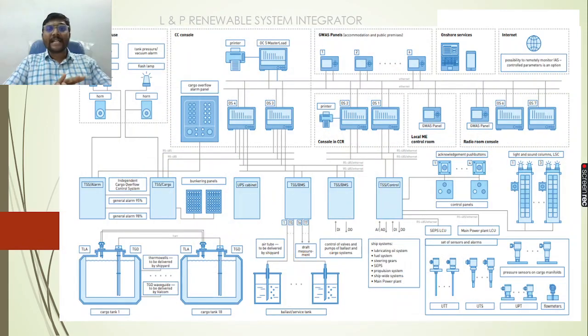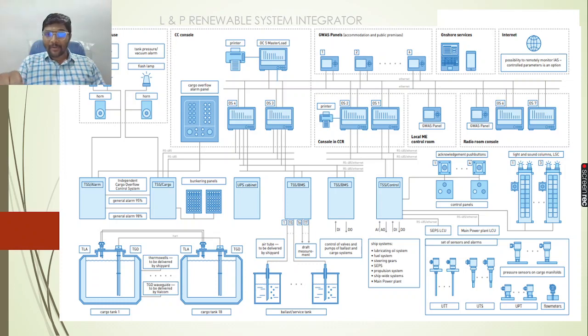This is the system architecture and overall view of a ship. We have the roof of the wheelhouse, the CCR console room, the COS panels, and onshore services. For sure, we need the internet to establish a network between different equipment located in remote locations. We have a console in the CCR, a local ME control room, and a radio remote control.